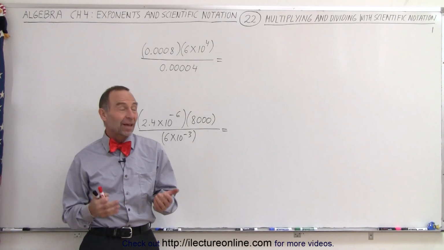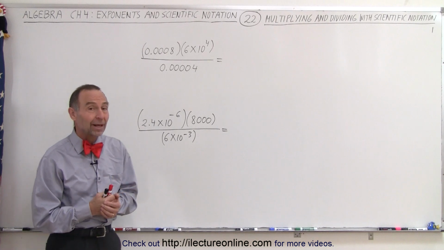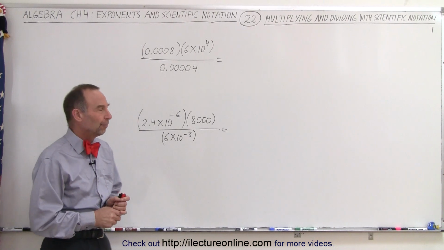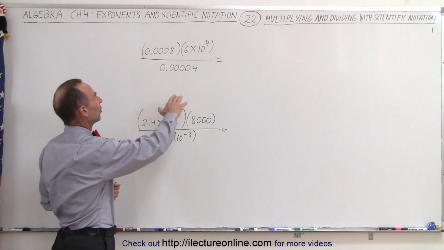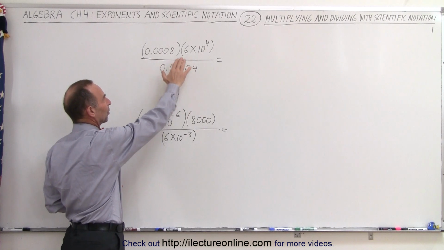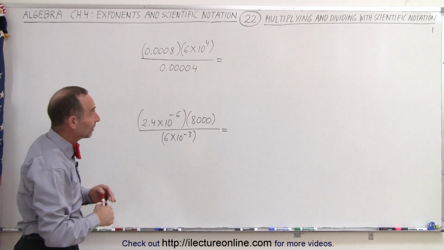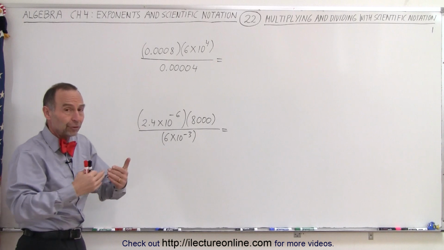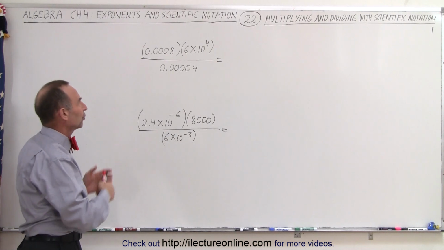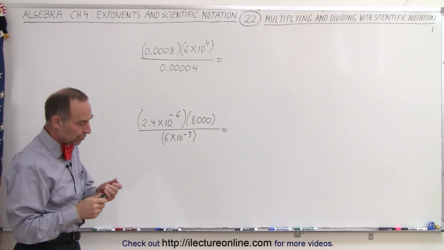Now let's try some examples on how to divide and multiply using scientific notation. And if we have a mix of numbers, some that are written out as decimals and some that are written out with scientific notation, we should convert the decimal form to scientific notation form. And this is how we do that.